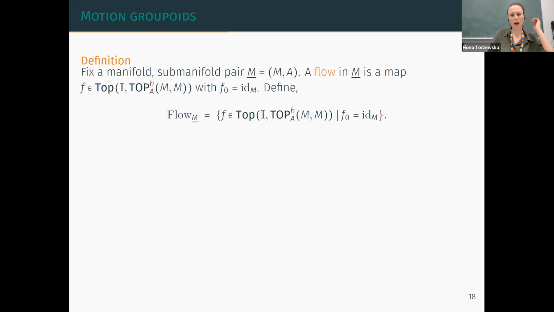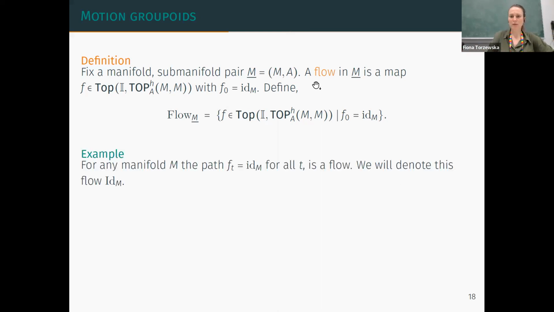Okay, so motion groupoids. This was a big part of our motivation for doing this construction, so I just want to talk a bit more precisely about what we mean by a motion groupoid. If we take a manifold and submanifold pair, which we denote M underlined, this is a pair of M and A. The type of thing to have in mind is taking M to be some manifold and A to be the boundary, so this is some globally fixed subset of the space.